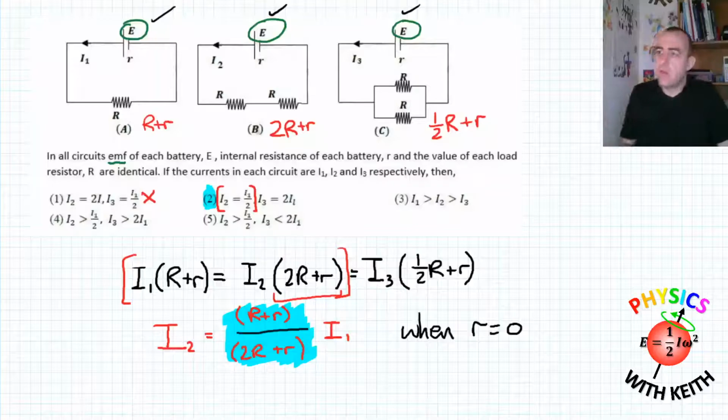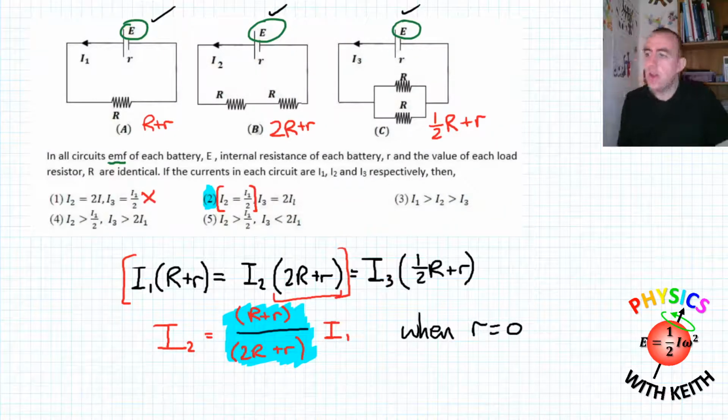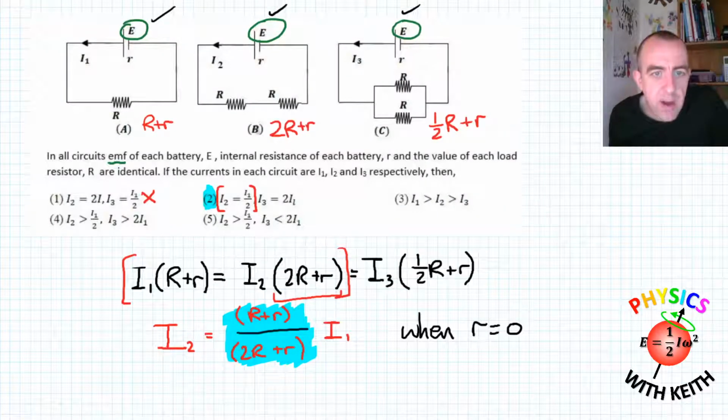Okay, so if you were typing an answer, that's super. If not, then don't worry about it. When the internal resistance is 0, so R plus 0 is just R, 2R plus 0 is just 2R, the R's would cancel and leave us with half. And in fact, you can do exactly the same approach with the second part here.